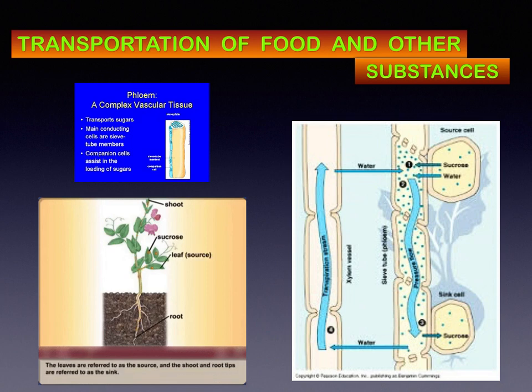During flowering season, the sugar which is stored in the roots or stems is transported towards the floral buds to make them open and blossom.